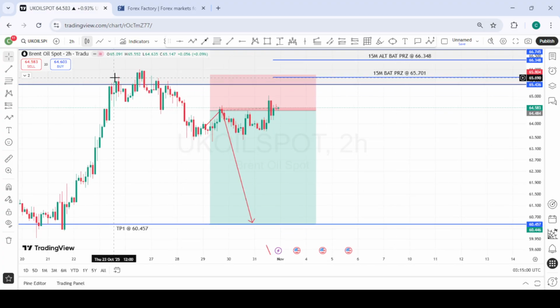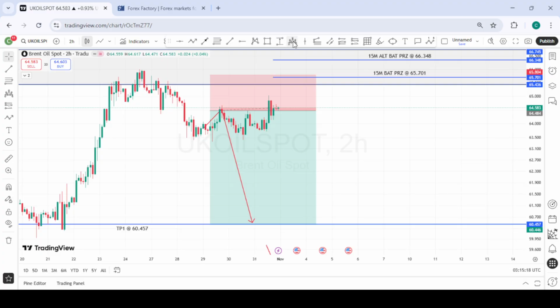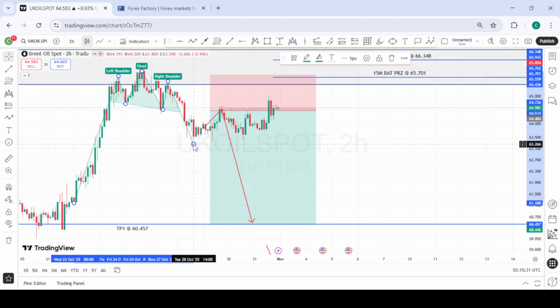So this is the left shoulder. This is the formation we had here. This was the left shoulder, the head, and then the right shoulder wasn't too clear, but then this was the right shoulder. And then this was the left shoulder, the head, then the right shoulder, and then price was able to clear the neckline.